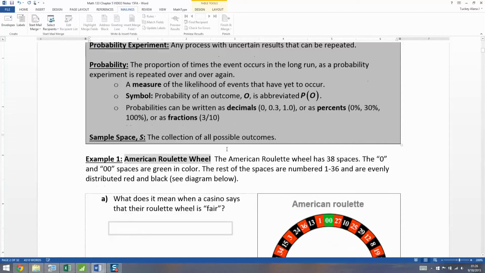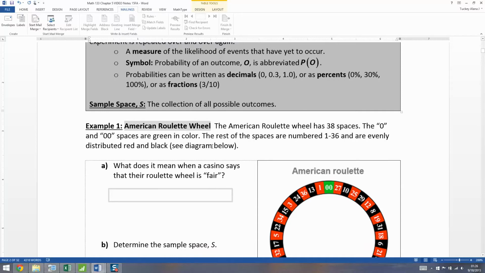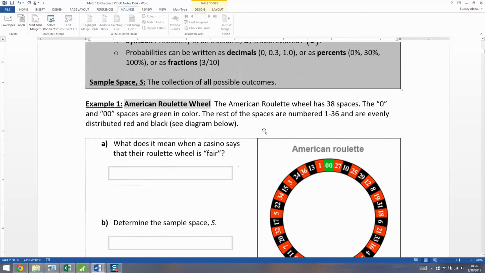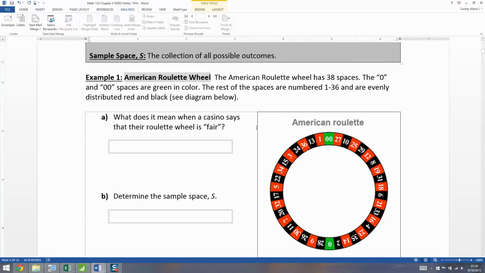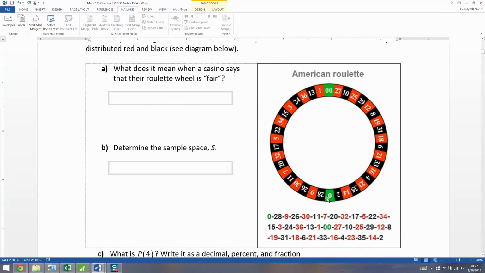All right, now the sample space is the collection of all possible outcomes. So everything you could have. All right, so let's look here. We have an American roulette wheel, and we're going to use roulette through the whole of chapter 5, and actually some in chapter 6 as well. And in the notes, we're going to use American roulette. Now, an American roulette wheel has 38 spaces total. There's 1 through 36. They're scattered, but there's 1 through 36. And there's a 0 and a 00. And those two are green in color, whereas the rest of the numbers are all alternating red and black.